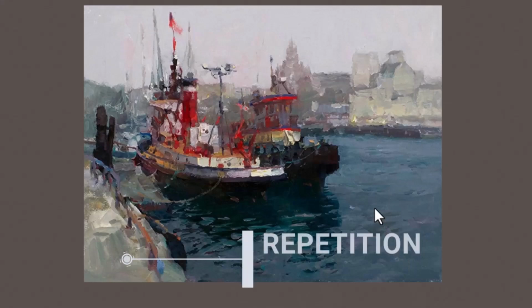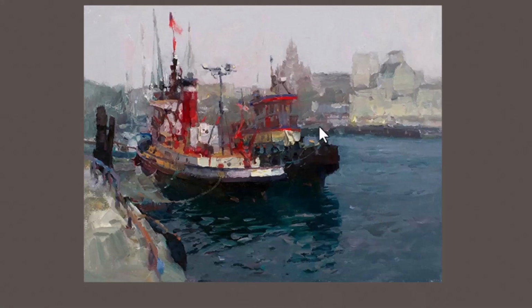Now in this case, look very, very closely. It's very subtle. Well, Kevin has taken the reds here, reduced their intensity and value, and repeated them right back in here in these areas. And the more you look at that, the more you see.